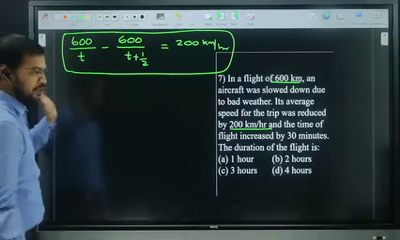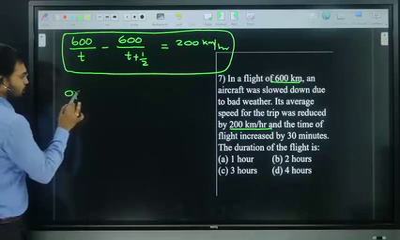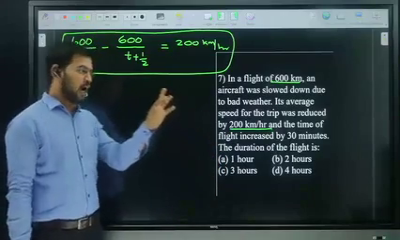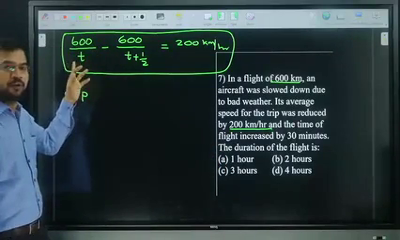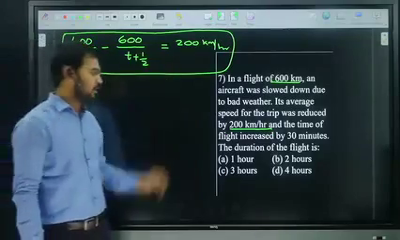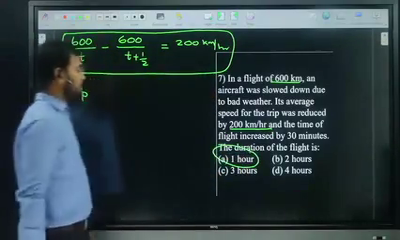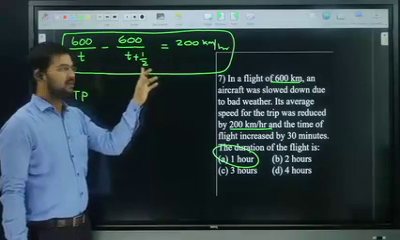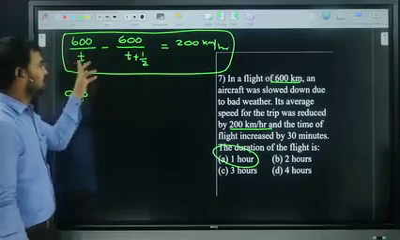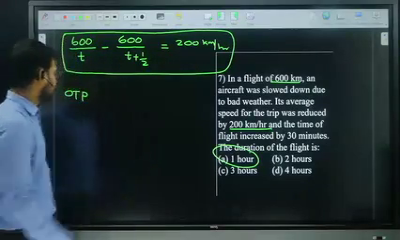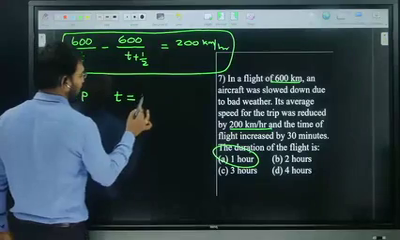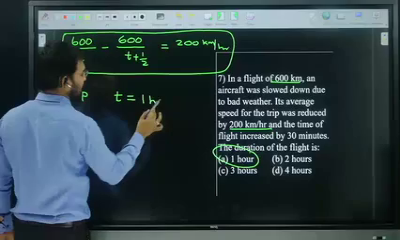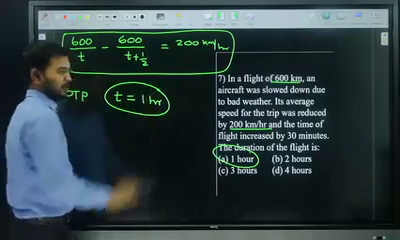Only t. Through options, don't solve this directly. Check which value, if you put in place of t, satisfies it. If you put 1 hour, first option: 600 by 1 is 600, and 600 by 1 plus half, 1 and a half, is 400. 600 minus 400 is 200, it is satisfied. Therefore t is 1 hour. The original duration of the flight is 1 hour. Your answer is 1 hour.